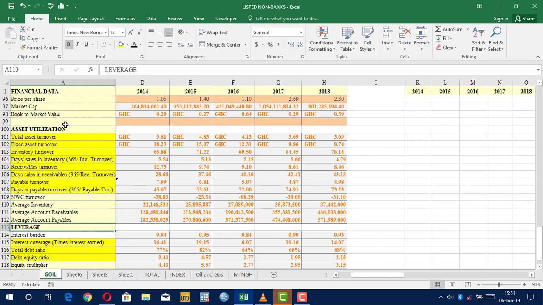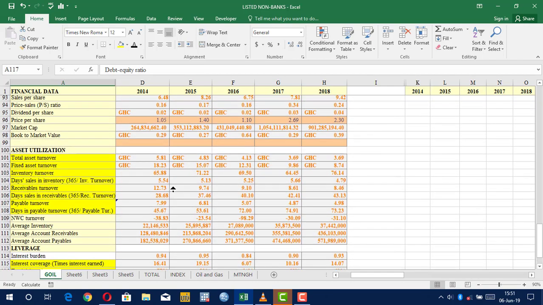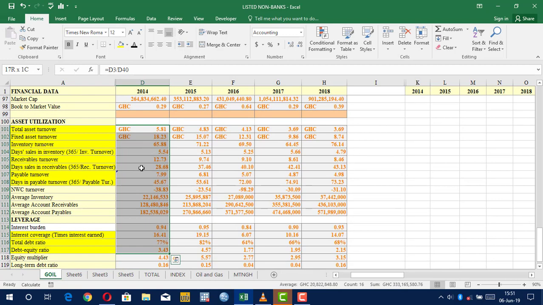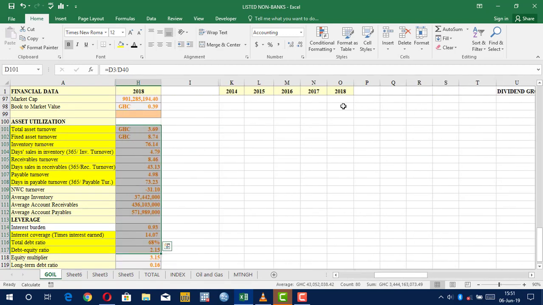We will do a bit of asset utilization ratios, especially those that I have highlighted here. They are not that much. Then we will look at the leverage ratios. So I have already done the calculations. All we have to do is to select them and then clear those that we have to do the calculations all by ourselves. So we will use clear here, clear all.